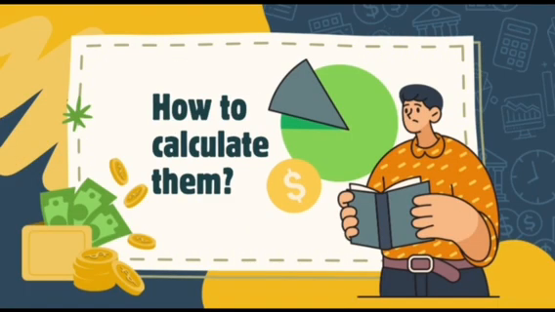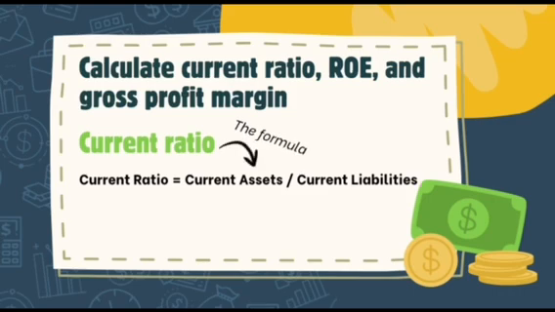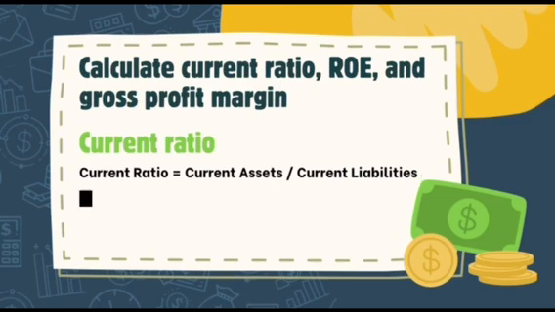How do we calculate the ratios? The formula for the current ratio is current assets divided by current liabilities. With the available data, PT Financia's current ratio is 2 billion divided by 1 billion, which results in 2.0.